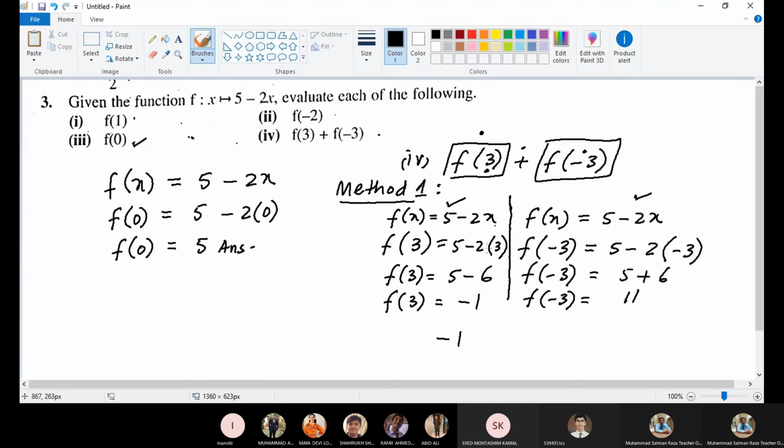And I got this plus sign, so I'm going to put it over here. And then I got the answer of f of -3, which is 11. So my final answer for this question is 10.